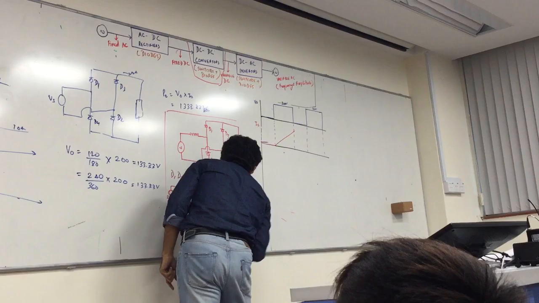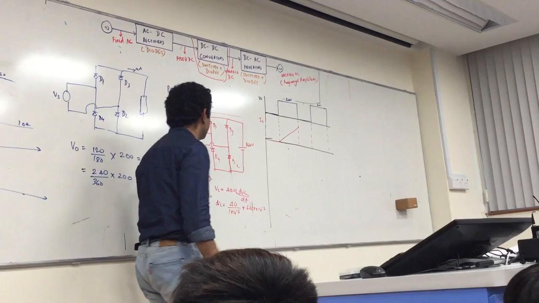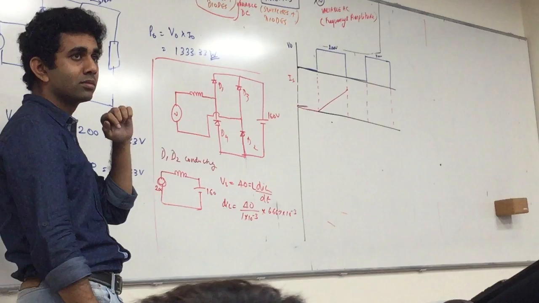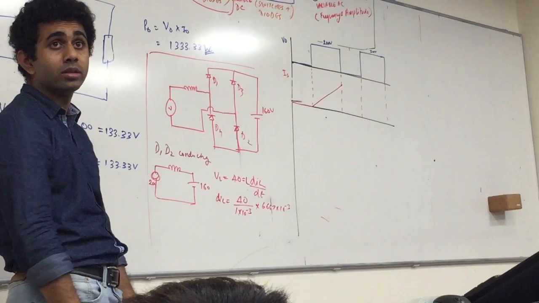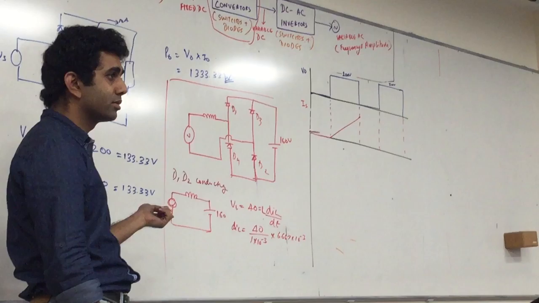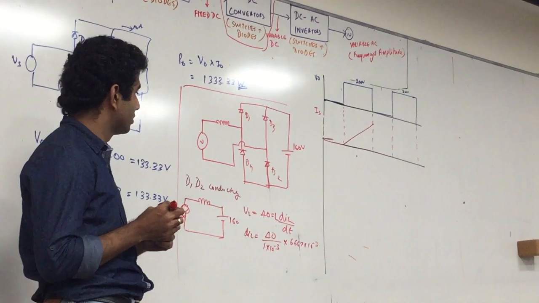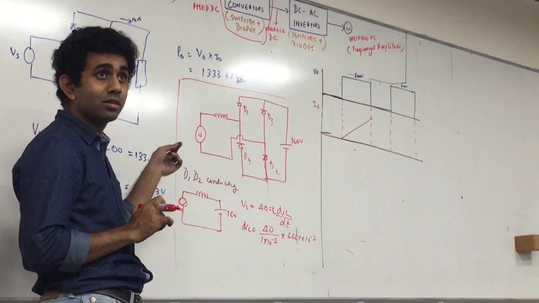DIL is just 40 by 1 into 10 raised to minus 3 into 6.667 into 10 raised to minus 3. So it's basically 40 into 6.667, I guess. Which is quite a high value, right? It's for 240 ampere, is it? Does this make sense? Yep. What is the value of DIL? Tell me. Okay? 240 something, right? Any more.